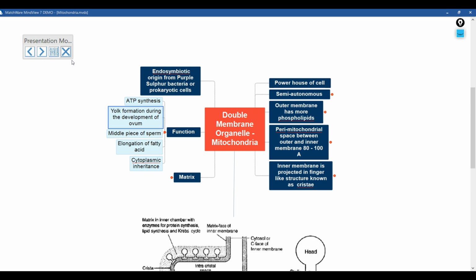So all in all, this is a double membranous structure found only in eukaryotic cells and primarily known for the function of generating energy in the form of ATP, right?